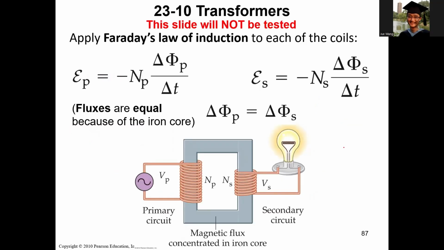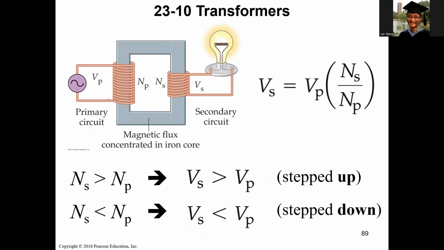So we derive that in this case, the transformer can change the AC voltage. The output voltage is proportional to the input voltage, proportional to the output number of coils, and inversely proportional to the input number of coils. If we have more coils on the right we will increase the voltage. If we have fewer coils on the right, we will decrease the voltage. The voltage is just scaled as the number of coils on the right divided by the number of coils on the left. So this is the principle of transformers.